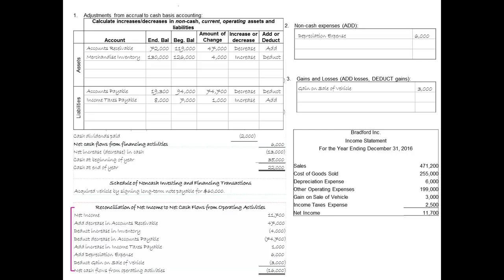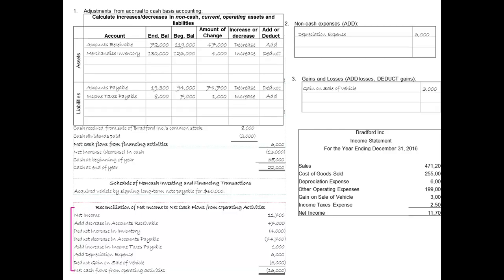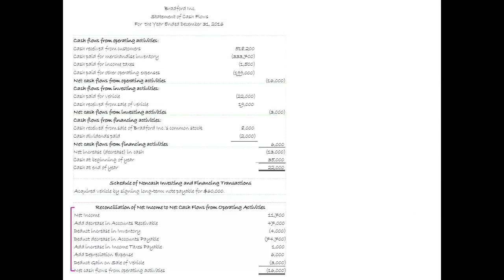Now keep your fingers crossed and look to see if this is the same as the amount reported above as net cash flows from operating activities. It is. You've just completed the statement of cash flows.